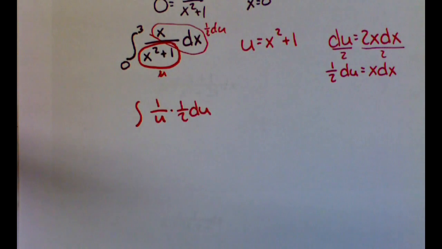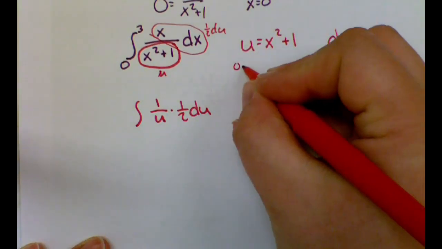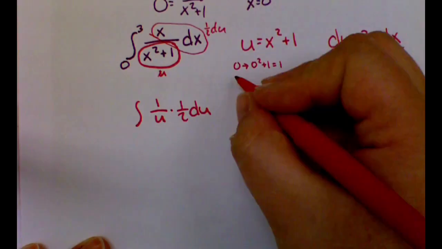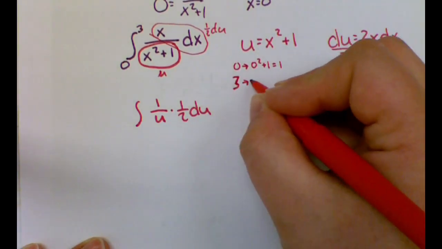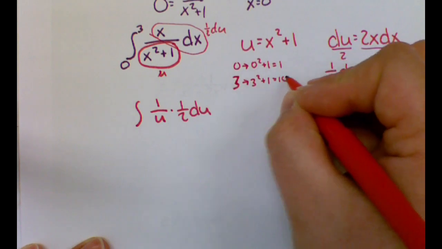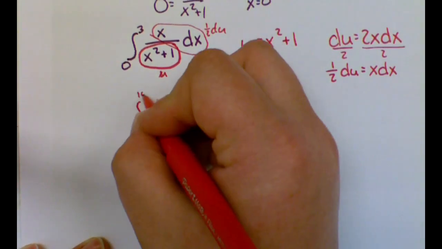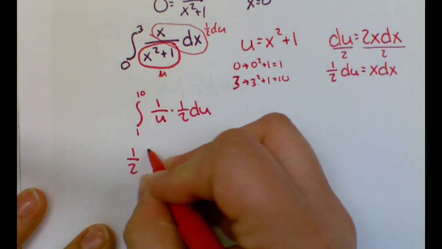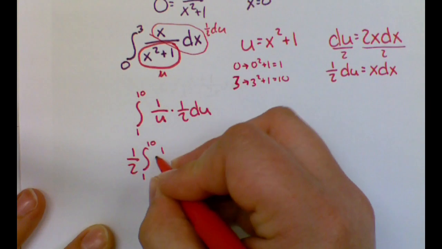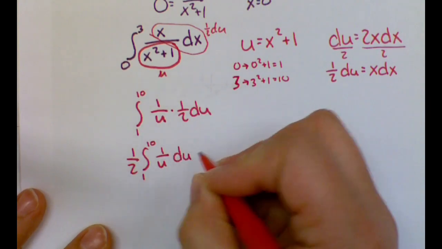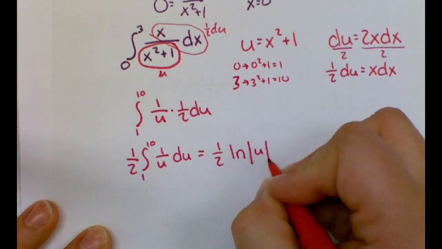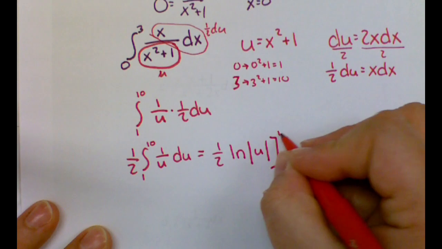Now for a definite integral, remember that we can change our bounds. So the lower bound of 0 would become 0 squared plus 1, or 1. The upper bound of 3 would become 3 squared plus 1, or 10. So we're going from 1 to 10, and now we never have to switch back to x's. So I have 1/2 times the definite integral from 1 to 10, 1 over u du. I have 1/2 times the natural log of the absolute value of u, evaluated from 1 to 10.